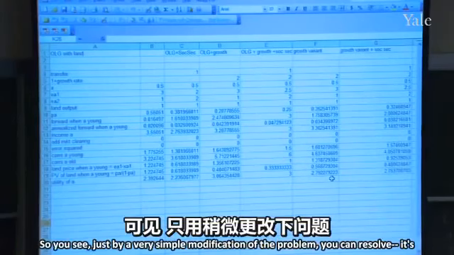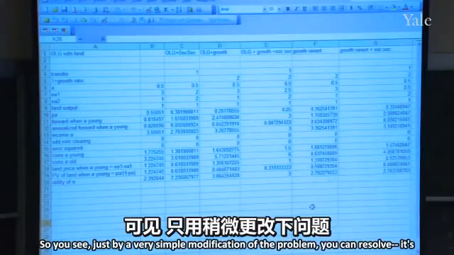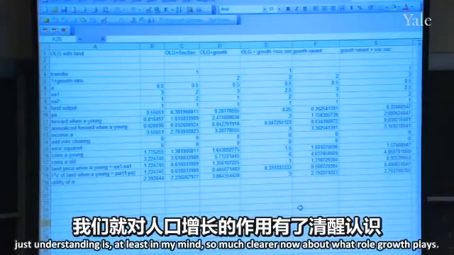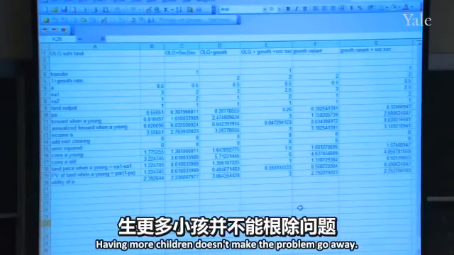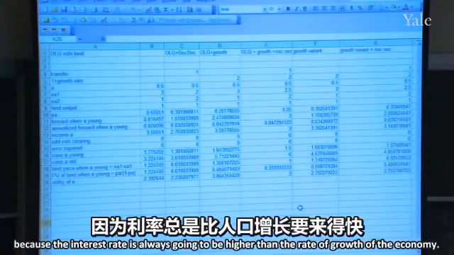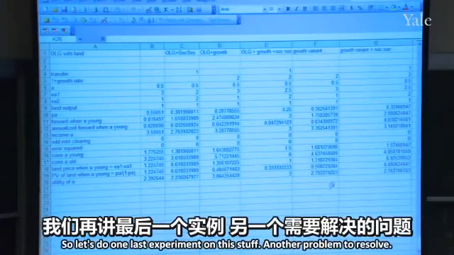Okay, so that's it. So you see, just by a very simple modification of the problem, the understanding is so much clearer now, at least in my mind, about what role growth plays. Having more children doesn't make the problem go away. It makes it better, but you can never make it grow away because the interest rate is always going to be higher than the rate of growth of the economy. Okay? So let's do one last experiment on this stuff.